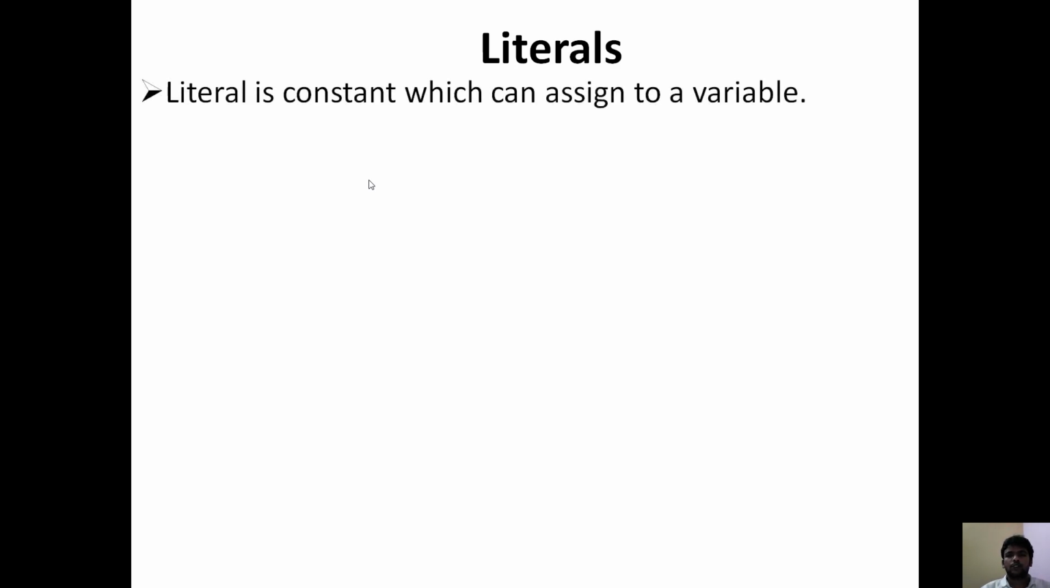Now, in this session, we are going to discuss literals. A literal is nothing but a constant which can be assigned to a variable. Suppose I have an example. Here I have declared int a equals 100 and one more declaration, char c equals 'a'. Now, in the first case, this 100 will be assigned to a variable a, that is of type int. Now this 100 is a constant, and we will call it a literal.